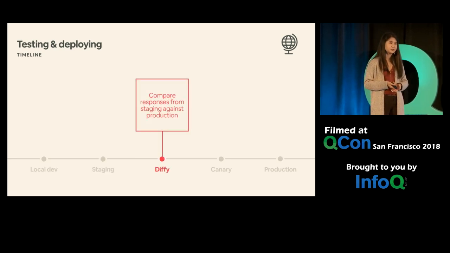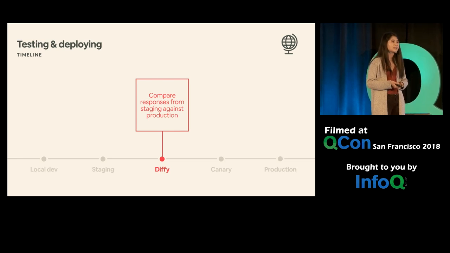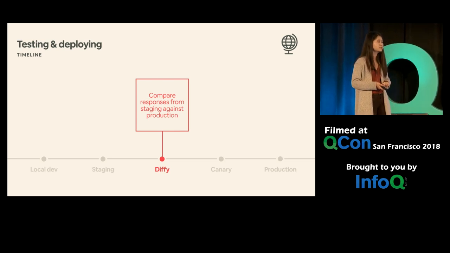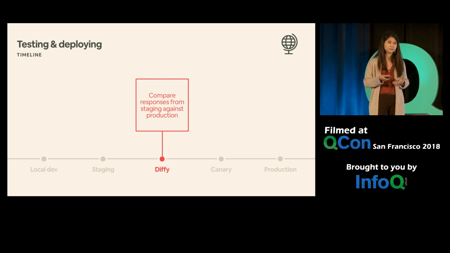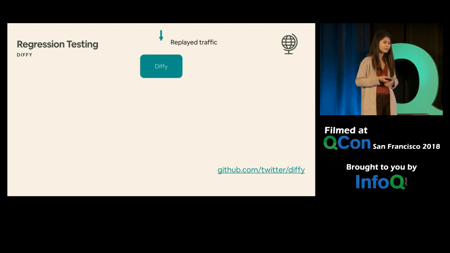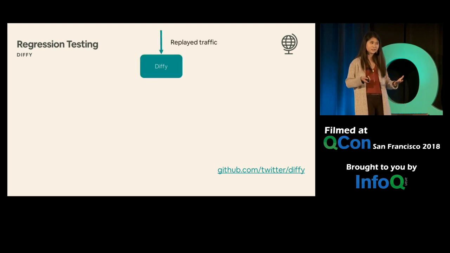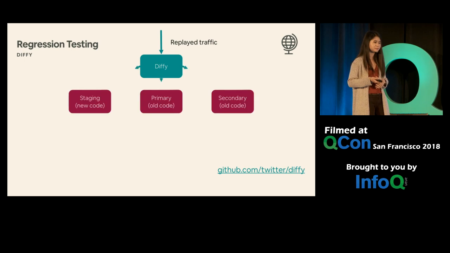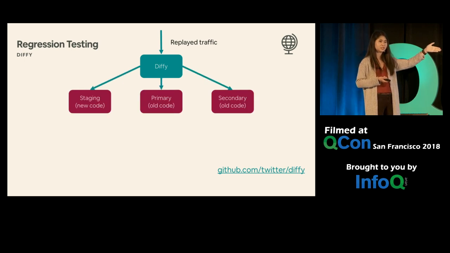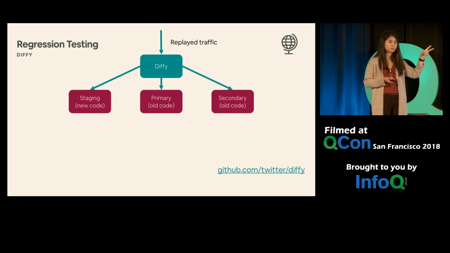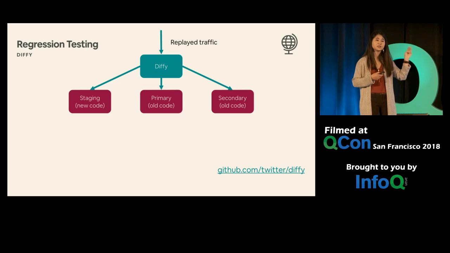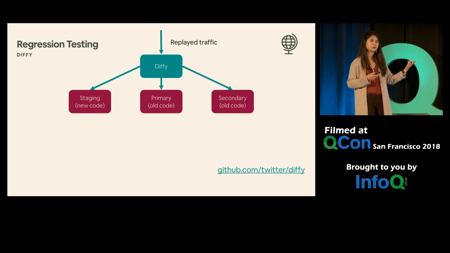Diffy is a really cool tool, open source by Twitter, and it allows us to compare the responses from staging with our new code against production with the last known good code. So let's take a detour and dive into Diffy. Diffy takes replayed traffic as input and sends it to 3 targets. 1 being staging with the new code, 2 being primary, running the old code, which is on production, and 3 secondary, running the old code, which is the exact same code as primary.